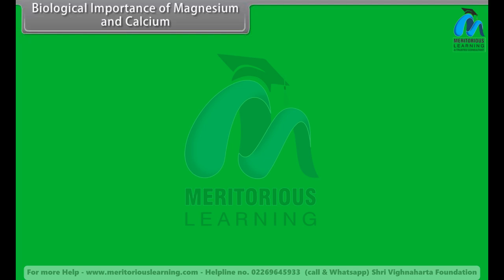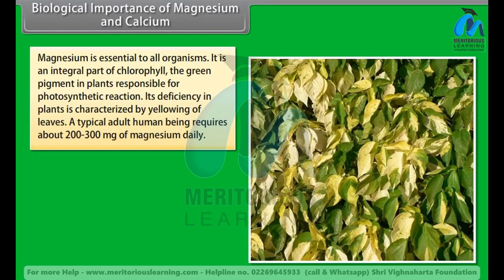Biological importance of magnesium and calcium. Magnesium is essential to all organisms. It is an integral part of chlorophyll, the green pigment in plants, responsible for photosynthetic reaction. Its deficiency in plants is characterized by yellowing of leaves. A typical adult human being requires about 200 to 300 mg of magnesium daily.